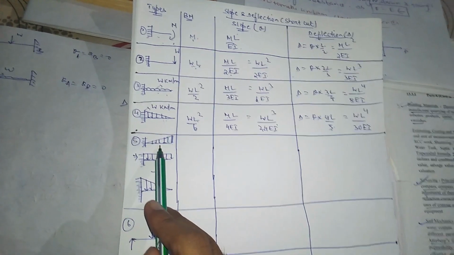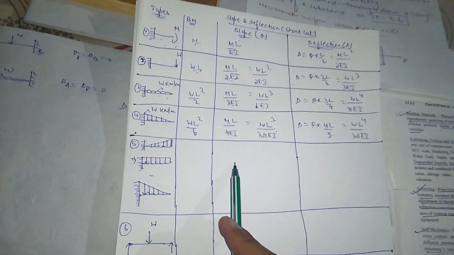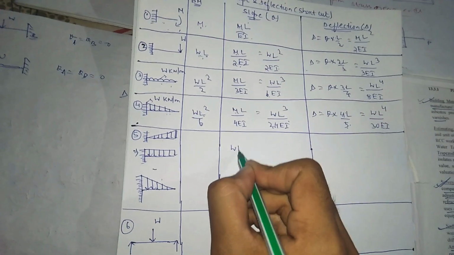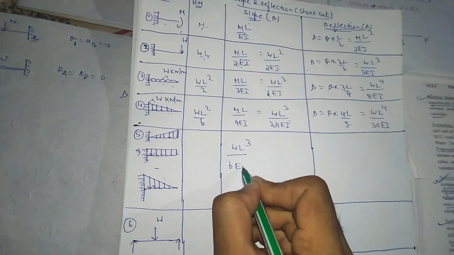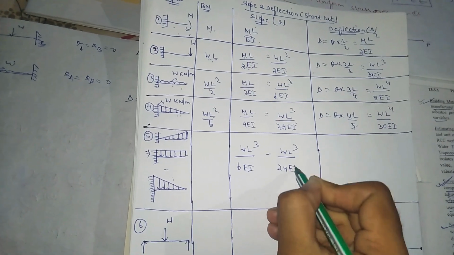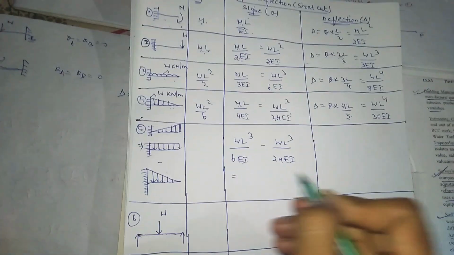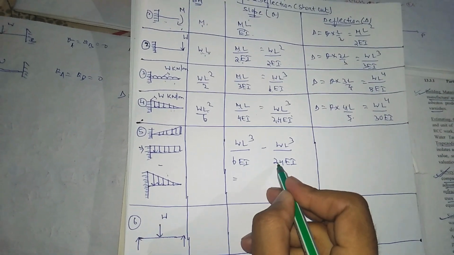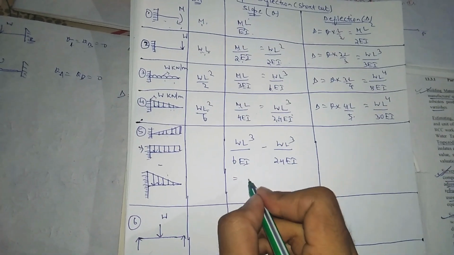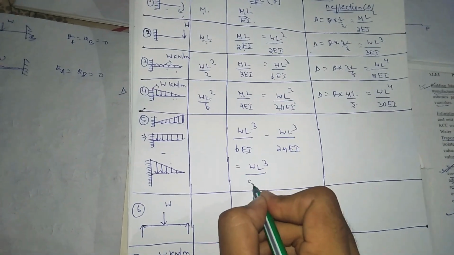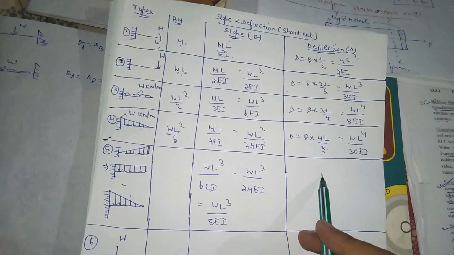Okay, that means for getting this value of slope, we have to subtract 3 minus 4, which means WL cube by 6 EI minus WL cube upon 24 EI. So after doing this, what will we get? 6 into 4, 24 LCM. So we will get WL cube divided by 8 EI.